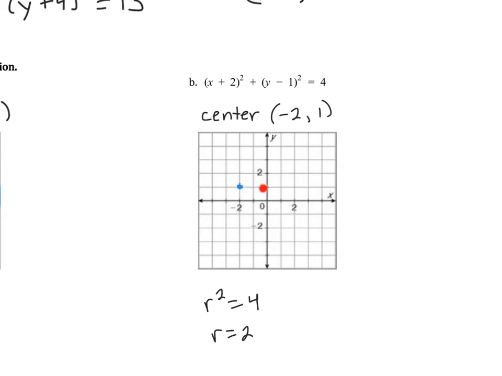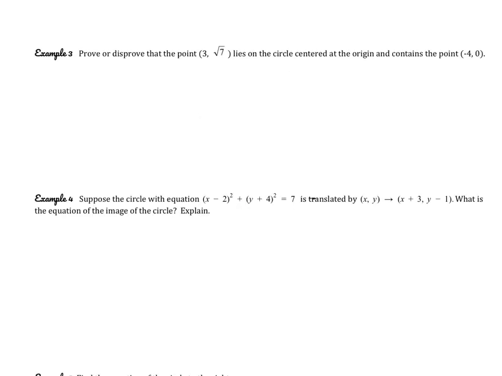So from the center, I'm going to go 2 to the right, 2 up, 2 to the left, and 2 down. And then I'm going to connect that into a circle. Okay, so now we know how to create an equation of a circle and we know how to graph it. So let's move on to example 3.